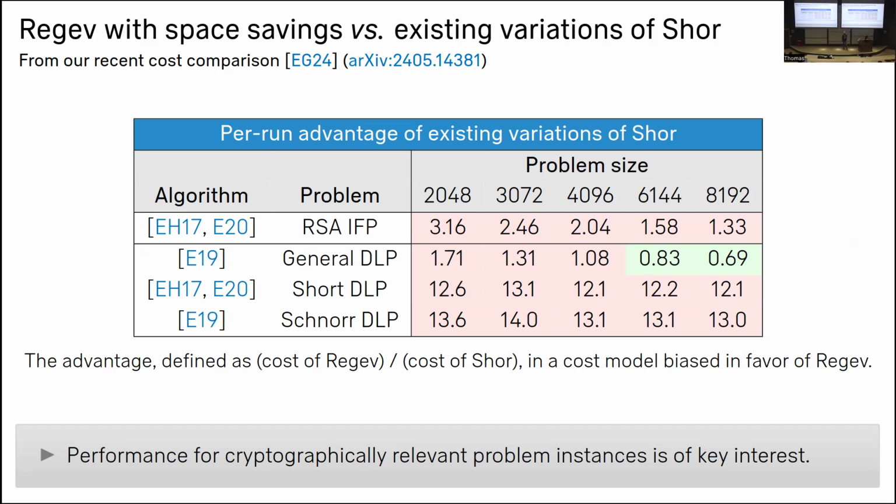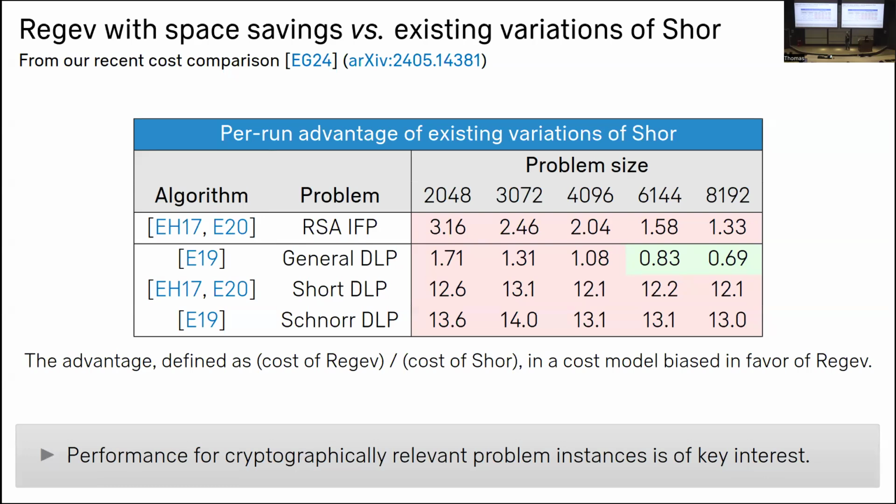And this comparison has been done for the per run cost of the quantum circuit in a cost model that is somewhat biased in favor of Regev's algorithm. Now, even in this biased cost model, it turns out that Shor's algorithm still has the advantage for most of the problem instances that we consider, as indicated by these red items in the table. An exception to this is for some instances of the general discrete logarithm problem, where our extension of Regev's algorithm actually has a slight advantage over previous variants of Shor's algorithm in our biased cost metric.